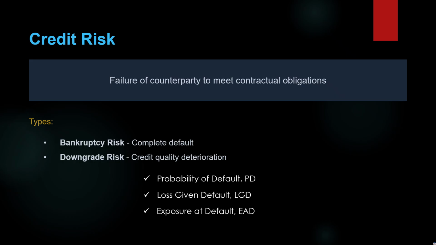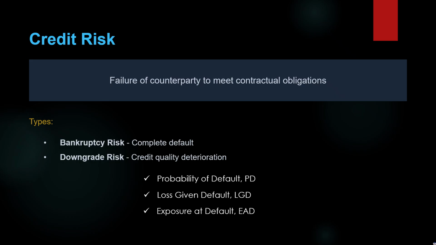Bankruptcy risk represents complete default. The borrower cannot and will not repay. This is an extreme scenario. Think of Lehman Brothers, for example, defaulting in 2008, or more recently, companies going bankrupt during the pandemic. When bankruptcy occurs, lenders typically recover only a fraction of what they are owed, if anything at all.